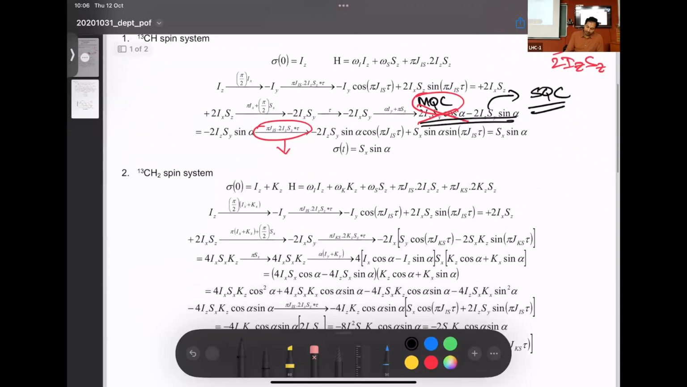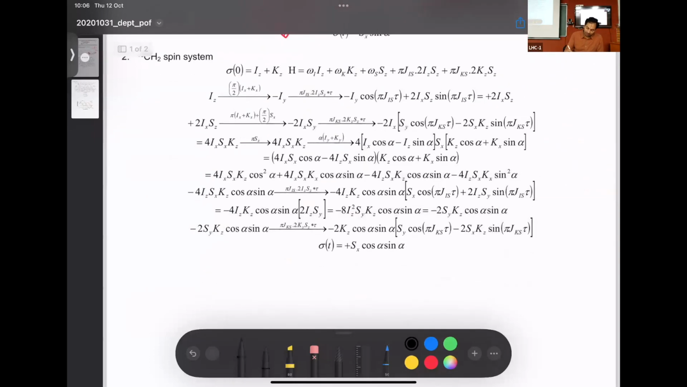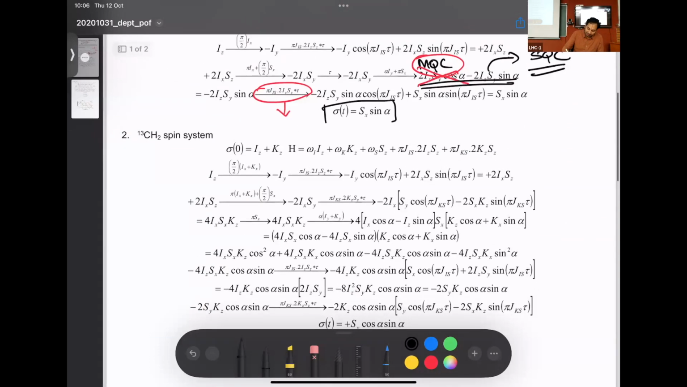This is the smarter way of working rather than doing everything brute force, right? Okay. And at the end of it, what did we see? We saw that the final density matrix for the CH system will be Sx sine alpha. And now, since you have Sx, you have the time evolution of t. So what will happen to Sx? Sx cos omega s t times sine alpha would be present.